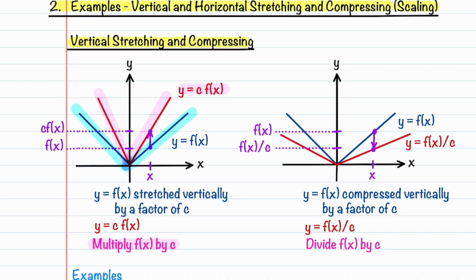Let's now look at vertical compression. When we compress a function vertically, it looks like this. Our function is f of x divided by c. When we compress a function vertically, we just divide f of x by c.